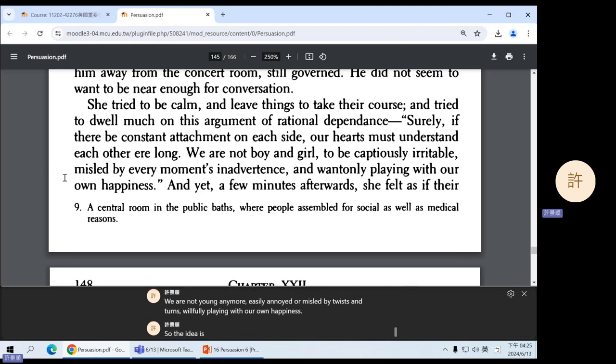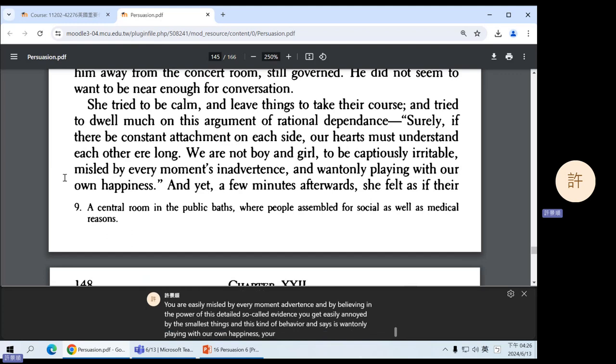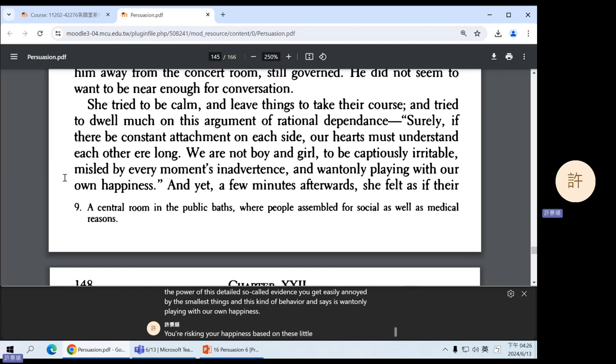So the idea is, like, the first time you fall in love, maybe the entire experience is new to you. You care a lot about the little details of your interactions with the other person. You read too much into everything. You are easily misled by every moment's inadvertence. And by believing in the power of this detailed so-called evidence, you get easily annoyed by the smallest things. And this kind of behavior, Anne says, is wantonly playing with our own happiness. You're risking your happiness based on these little details that in fact might not mean much at all. And Anne says this is the kind of love that young people have who are new to the experience of love. But now they are no longer boy and girl.